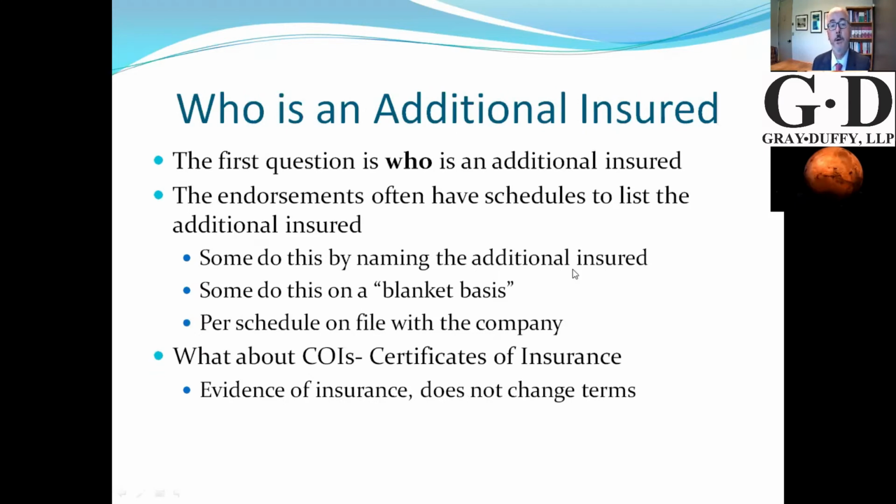So talking about who is an additional insured, the endorsements often have schedules to list the additional insured. Some do this by actually naming the additional insured. Some do this on a blanket basis, meaning they'll say either blanket basis or they'll say something like as required by contract or as required by written contract. They may do it per schedule on file with the company. So you need to figure out which one of those applies.